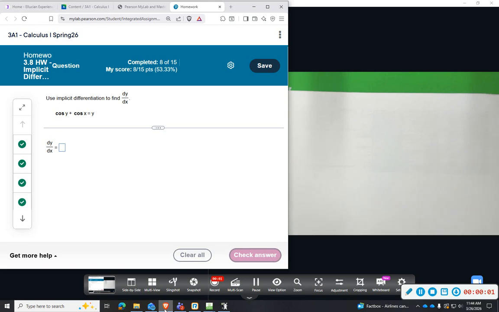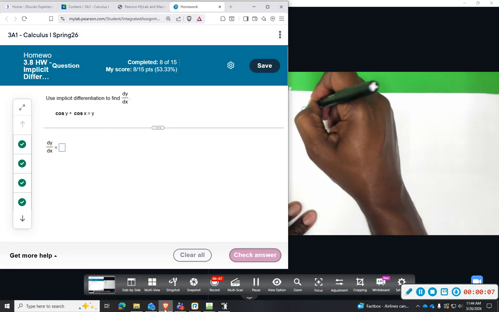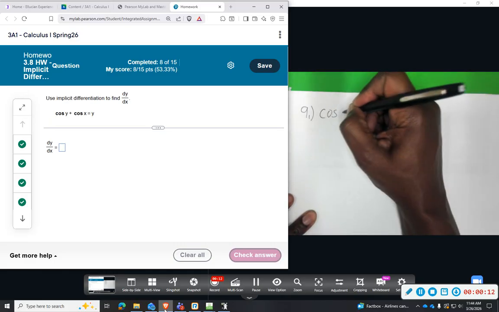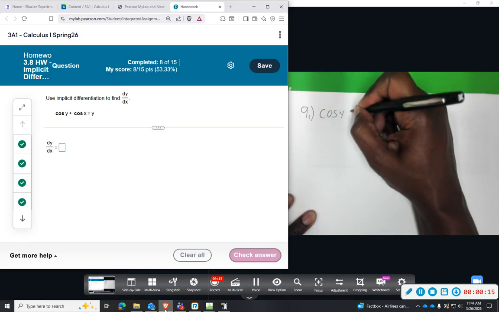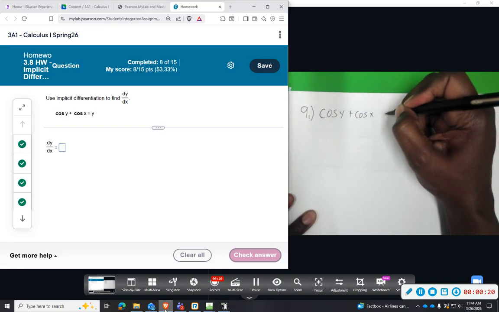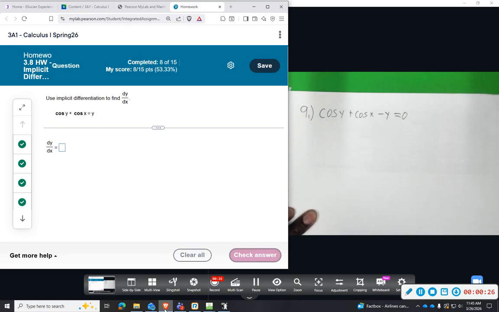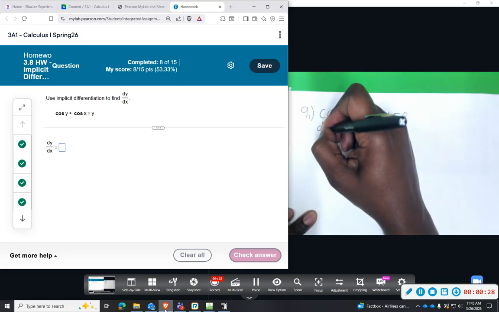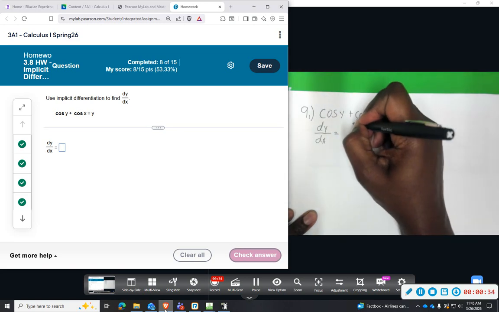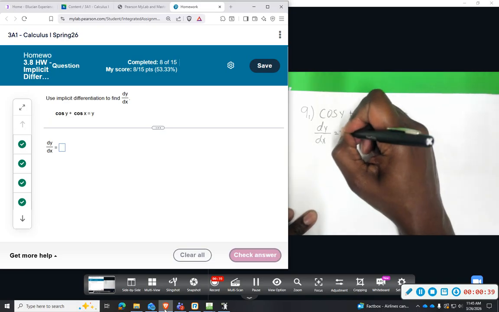All right, number 9, we want to use implicit differentiation to find dy/dx. I'm going to use the partial definition. We have cosine of y plus cosine of x, and I'm going to subtract y equals 0, so set everything equal to 0. We are using dy/dx is equal to the partial of x over the partial of y, opposite sign.